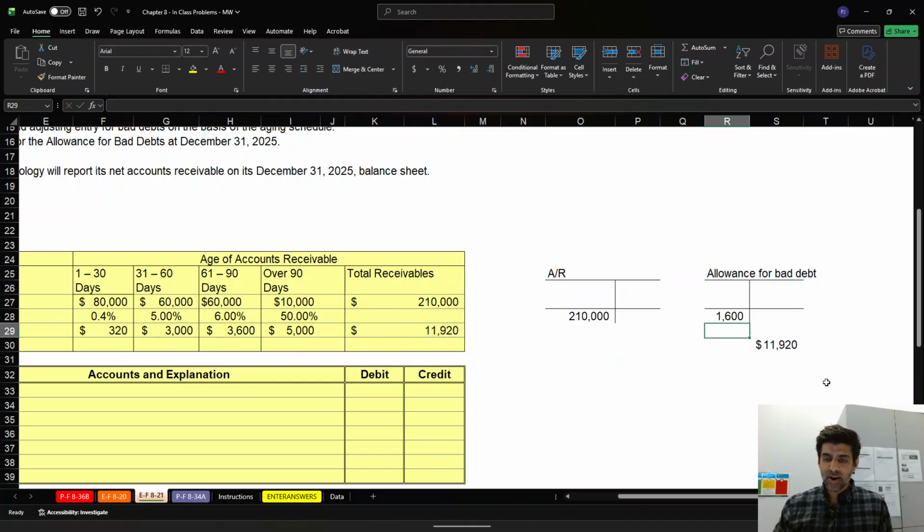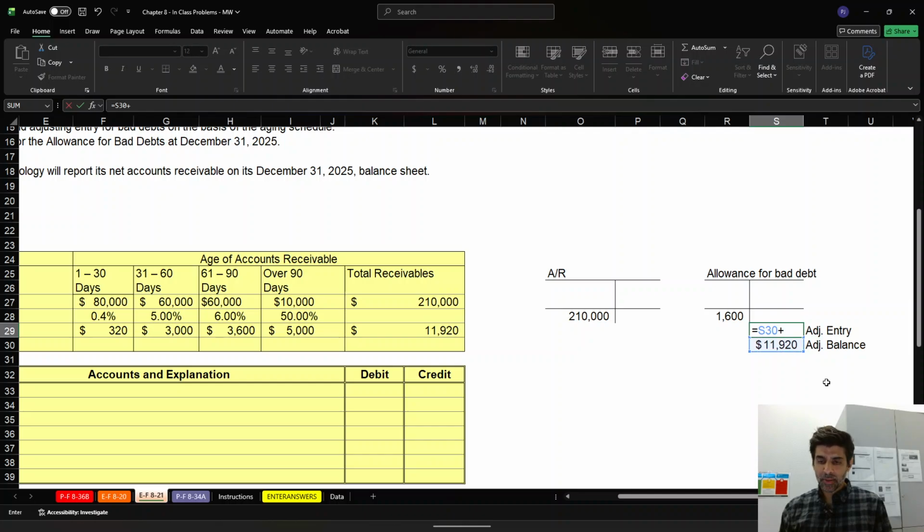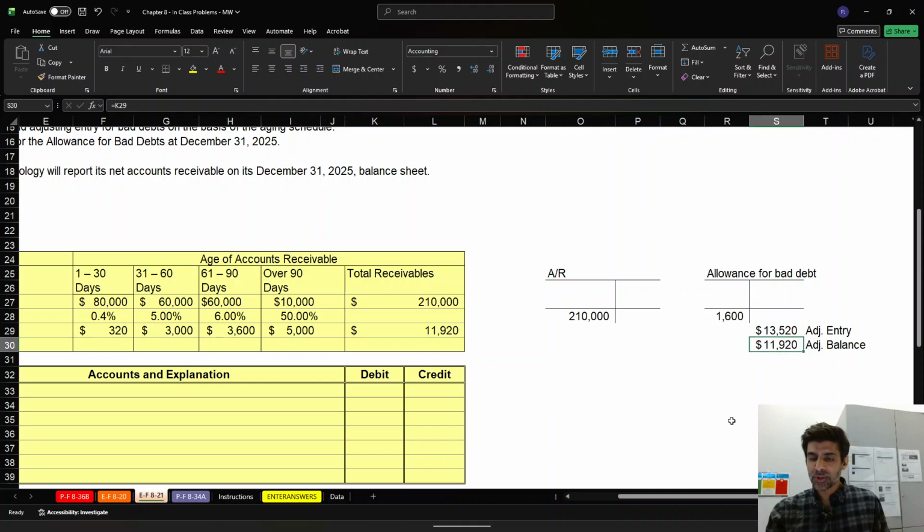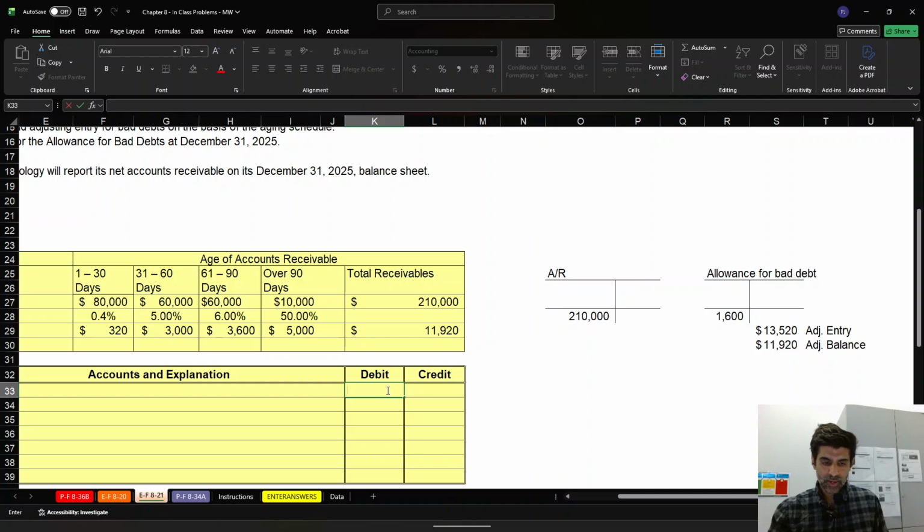We need to have this as our adjusted balance. We're going to have to take some credit here as our adjusting entry. Okay, so how do we do it? We will have to add this target balance plus 1,600. So we have to take an extra large. Not only do we have to get to 11,920 credit, we have to take an additional 1,600 of expense to make up for the previous period's aggressive reserving, where we did not reserve enough. So we now have our amount for the adjusting entry.